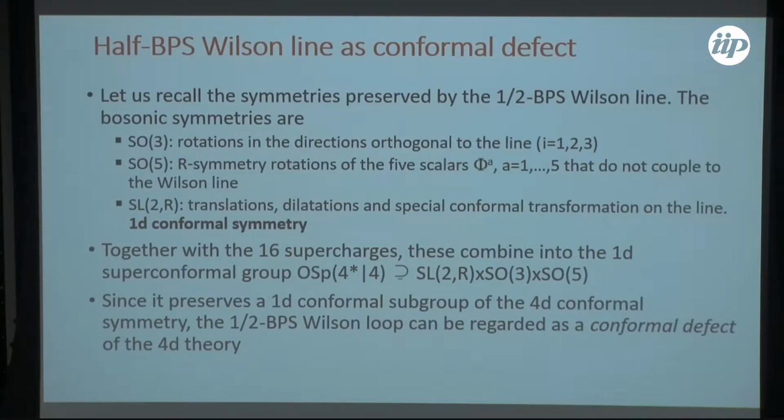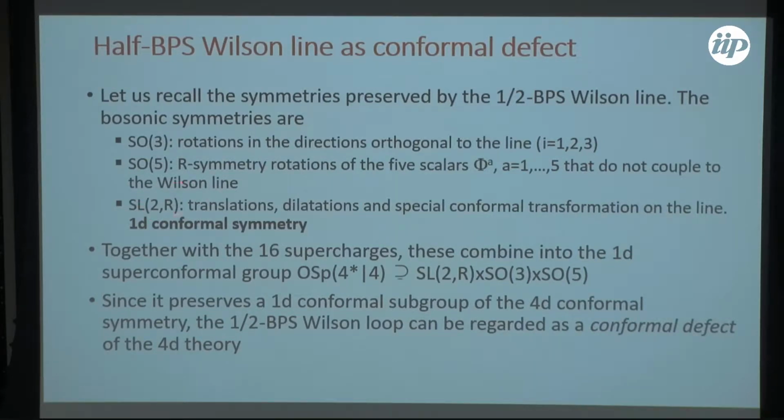Okay. So to understand a little better the structure of these correlators, we can remember the symmetries preserved by the half BPS Wilson loop. These are easy to see. There is an SO(3) of rotations in the directions orthogonal to the line. If we pick the line along the time direction, there are symmetries for rotations in the 1, 2, and 3 directions. That gives an SO(3). There is an SO(5) rotating the 5 scalars which don't couple to the Wilson loop. We chose one scalar that appears in the Wilson loop, and we can rotate the remaining 5. So there is an unbroken SO(5) out of the original SO(6).